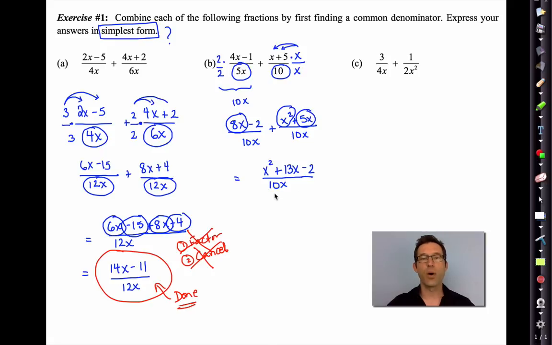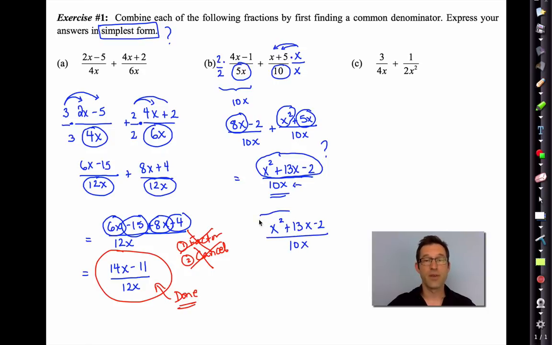Now, one thing that's wonderful is that the denominator is already factored, right? That's 10 times x. There's nothing I need to do to that. The only question is, can I factor that? Take a moment and think about it for a bit. All right, you can't factor that. And since you can't factor that, we're done. All right, this is my final answer.